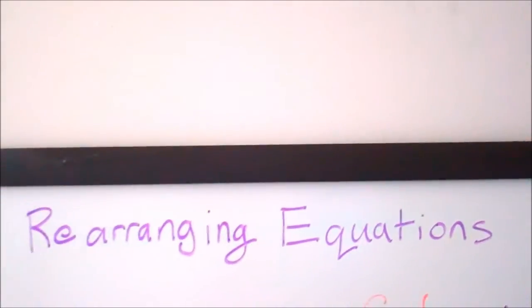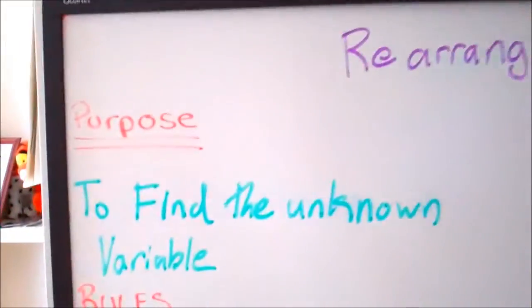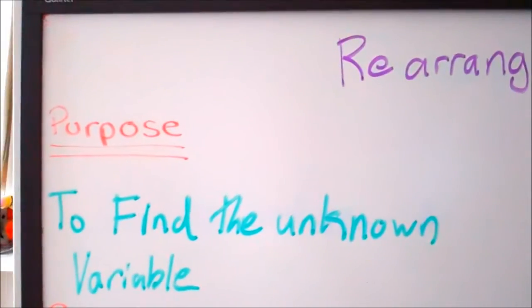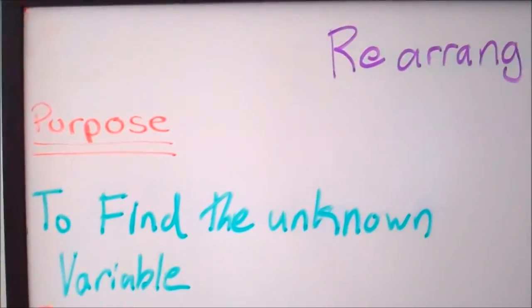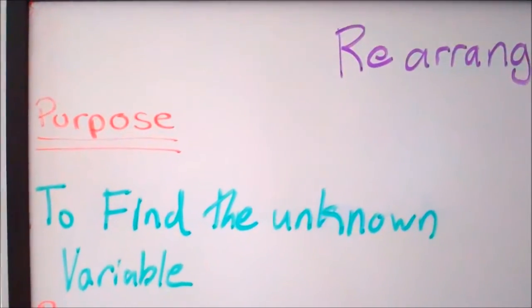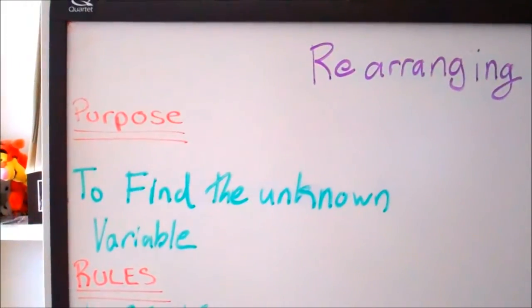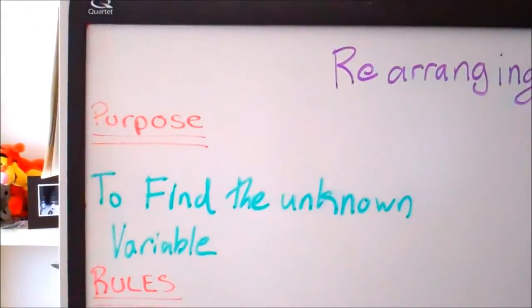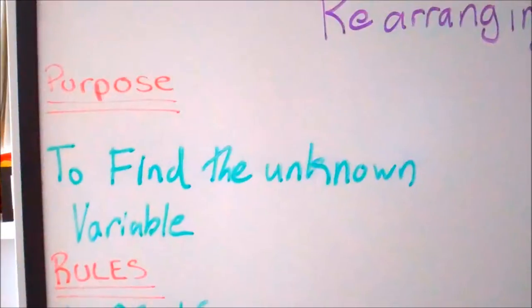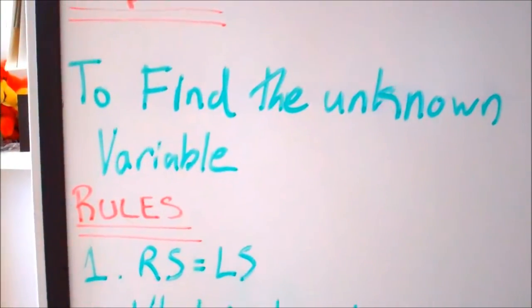Before we begin, let's go through our purpose. The purpose of rearranging equations is to ultimately find the unknown variable, whether we're isolating for variable x or delta e. We always rearrange the equation so that we have our unknown variable on one side. So the rules are as follows.